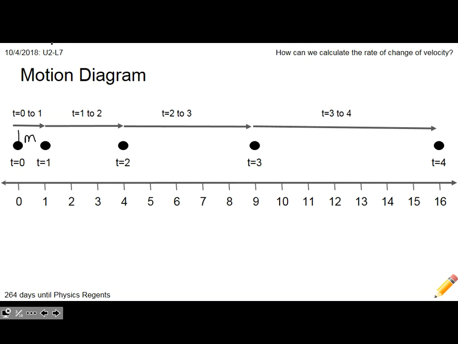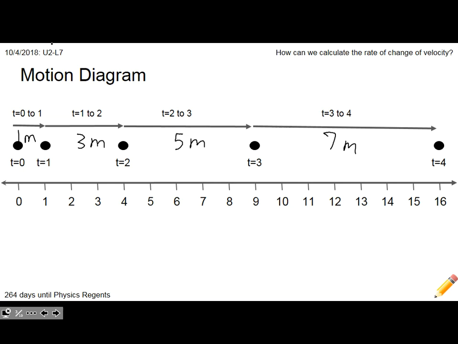Okay. When I go from 1 second to 2 seconds, how long is that arrow? So we go from 1 to 2, so it's 4 minus 1. So the next one is 3 meters long. Okay. Let's look at the one from 2 seconds to 3 seconds. How long is that arrow? Okay, so we go from 4 to 9, so that would be 5. And then finally, 3 seconds to 4 seconds, 7. So we again, 16 minus 9 gives us 7.